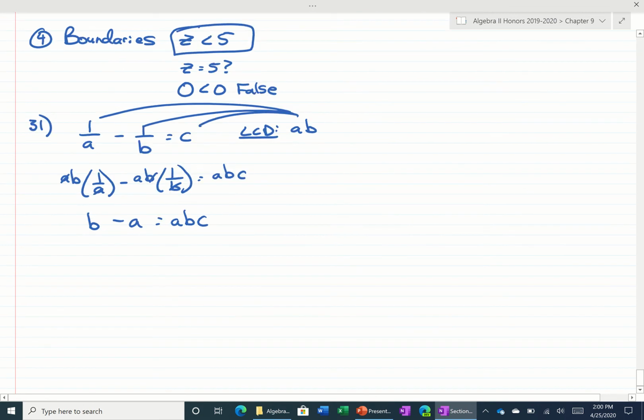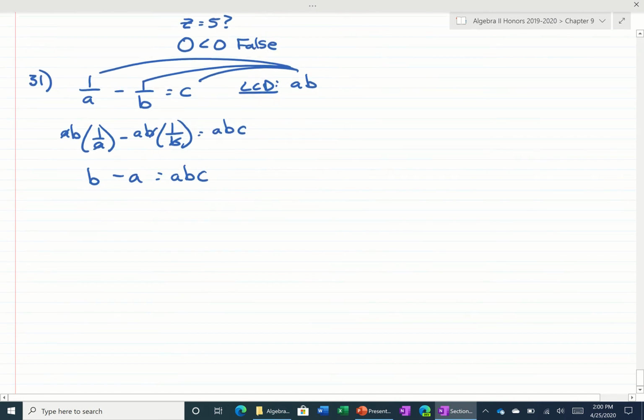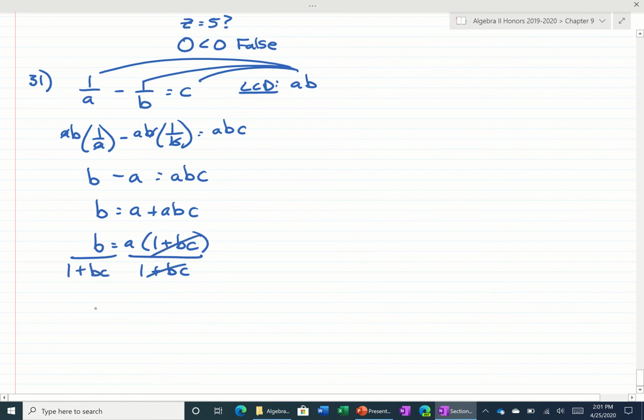And I want to solve for a. So I'm going to get all the a's on one side. And the way we can extract the a from both of those terms is factor. And if we divide both sides by 1 plus BC, we do get the A by itself. A would equal B over 1 plus BC. That's where that comes from.